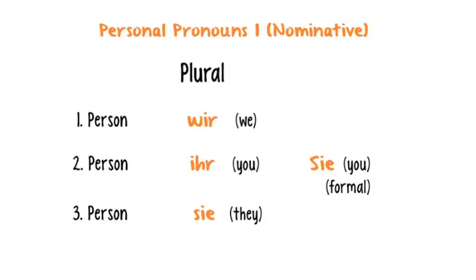Maybe you already noticed that the word sie is used for both she and they. Therefore you have to figure out the difference from the context. And also the formal form of you in the singular and plural form, sie, is always capitalized. Wir, ihr, sie.